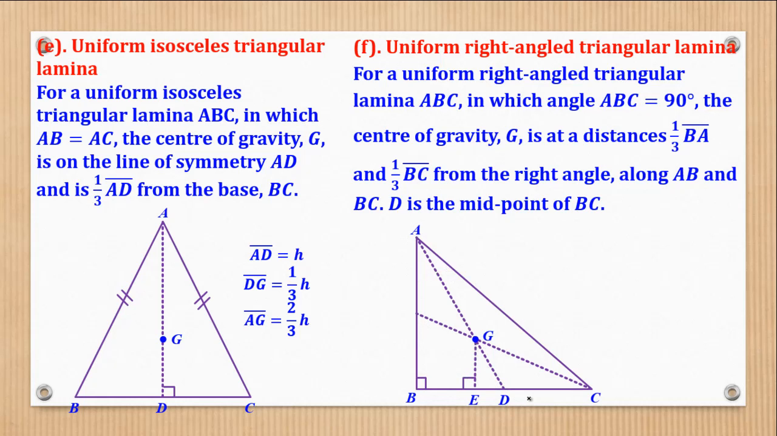What we do, we just drop a perpendicular from the center of gravity, and we say that now EG is equal to a third BA. And also drop a perpendicular here and say FG is equal to a third BC. We're using the word a third because it is coming from the base. So that's what I've been talking about.